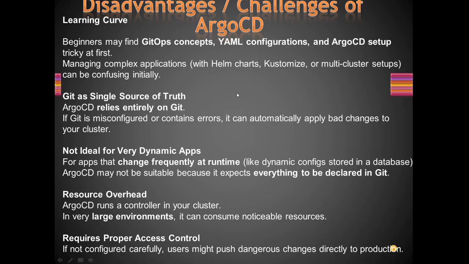Not ideal for very dynamic apps. For apps that change frequently at runtime, like dynamic configs stored in a database, Argo CD may not be suitable because it expects everything to be declared in Git. And resource overhead. Argo CD runs a controller in your cluster. In very large environments, it can consume noticeable resources. And another one is that it requires proper access control. If not configured carefully, users might push dangerous changes directly to production.